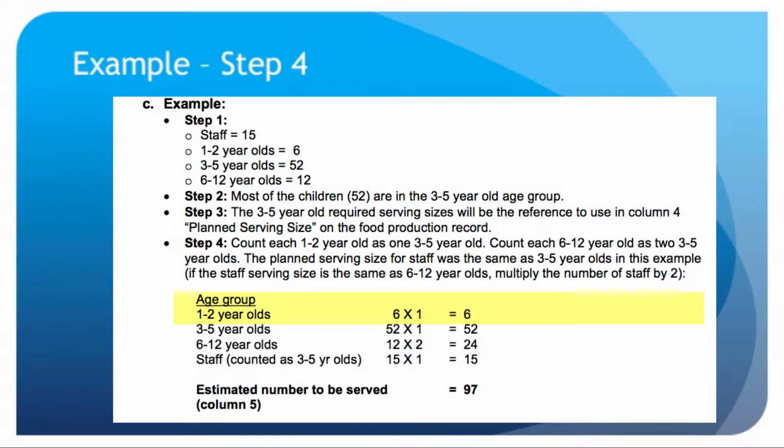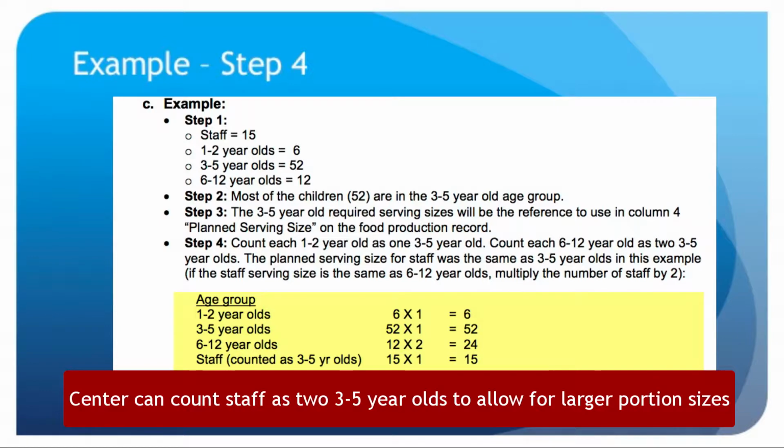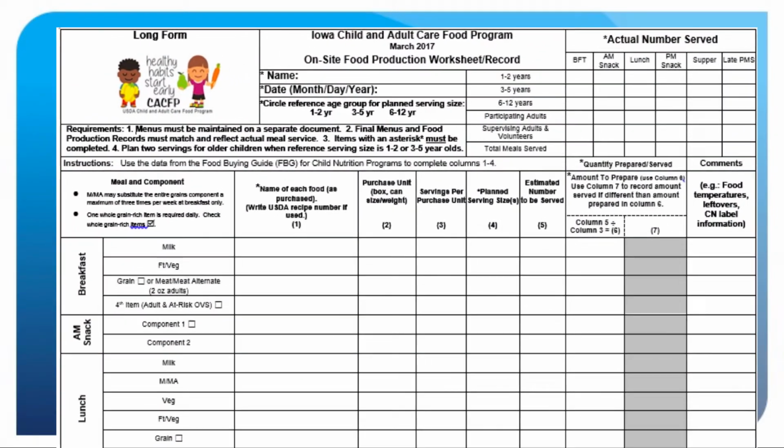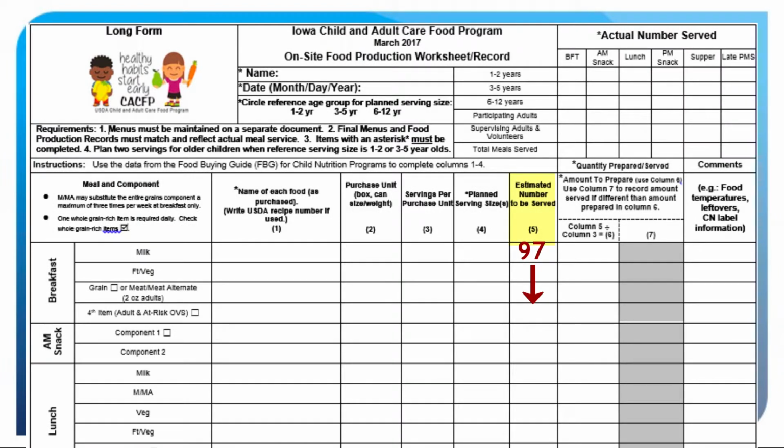Step 4 is to count each 1 to 2-year-old as one 3 to 5-year-old and count each 3 to 5-year-old as one child. Count each 6 to 12-year-old as 2 3 to 5-year-olds. In this example, staff will be counted as one 3 to 5-year-old, but the center can choose if staff will be counted as 2 3 to 5-year-olds to allow for larger portion sizes. Last, add together the calculated totals for each age group. In this example, the total is 97. This number will be entered for the estimated number to be served in column 5 of the food production record.